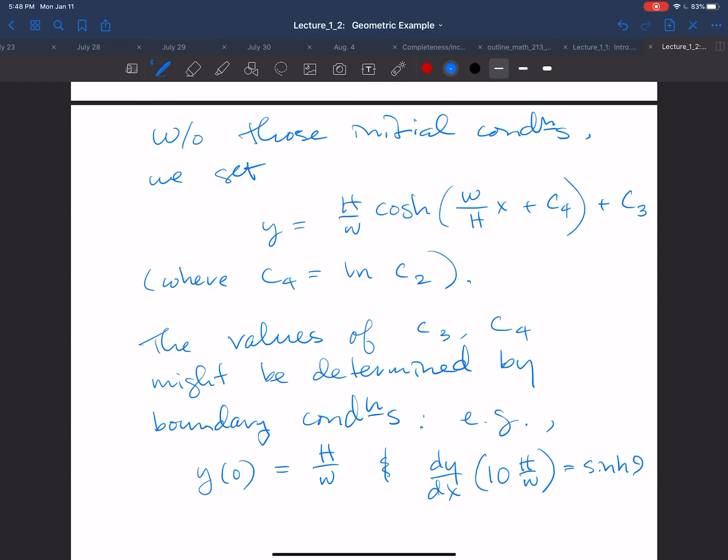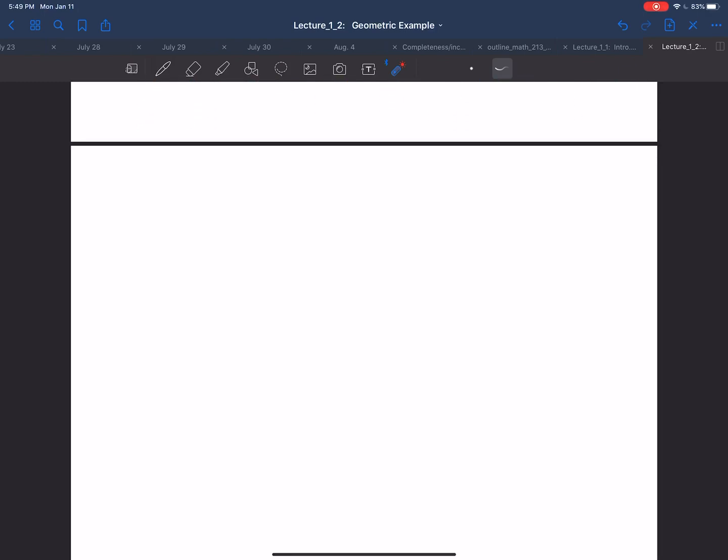Then that would let you work out the values of c4 and c3 and get the particular solution that corresponds to these boundary conditions. And we just use the term boundary conditions here because, again, this condition applies at x equals 0, but this condition applies at x equals 10 times h over w, so at another value of x. So boundary conditions is just a more general term, really, than initial conditions. If we only apply boundary conditions when the independent variable is equal to 0, then they'll almost invariably be called initial conditions. But this is all really just a matter of terminology. The details of the expression that you get with these boundary conditions are worked out in the notes, but those details don't really matter.